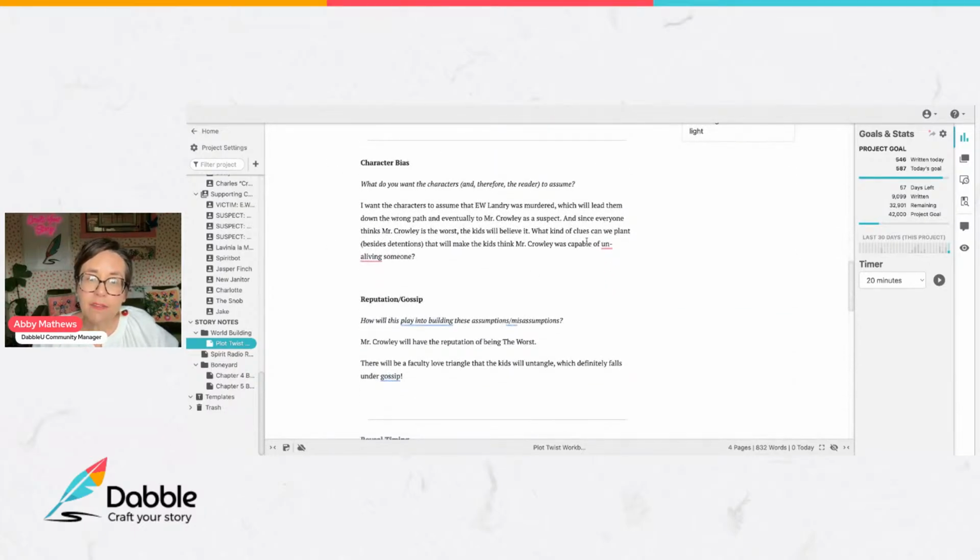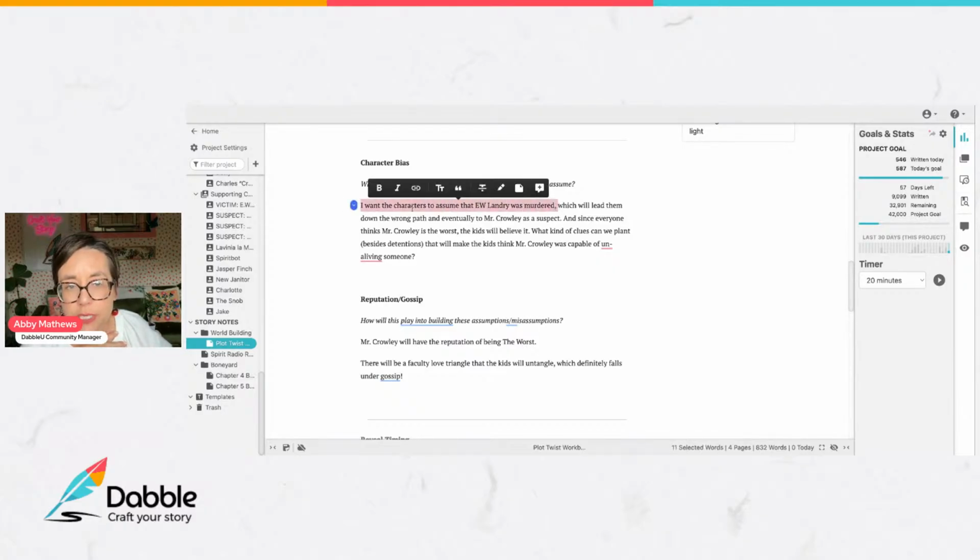After that, I have a spot where you can look at your character's bias. Like, what do you want the characters and therefore the reader to assume as they're reading your story? And I know I want the characters to assume E.W. Landry was murdered. That's the big assumption. And since everyone thinks Mr. Crowley is the worst, so here's reputation, right?